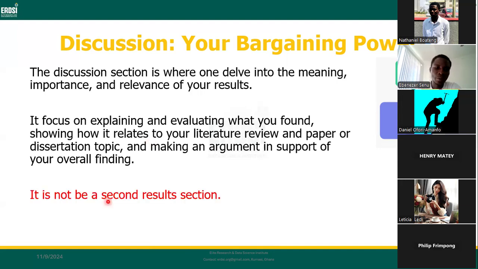So I have to also repeat that it is not a second section of results. Your discussion is not a second section of results. You see people doing discussion, they are repeating results. We don't want to see results there. So how do we go about it? That's why today we are here to dive more into it. Discussion is not a second section of results. We don't repeat any result there. How we describe results is different.